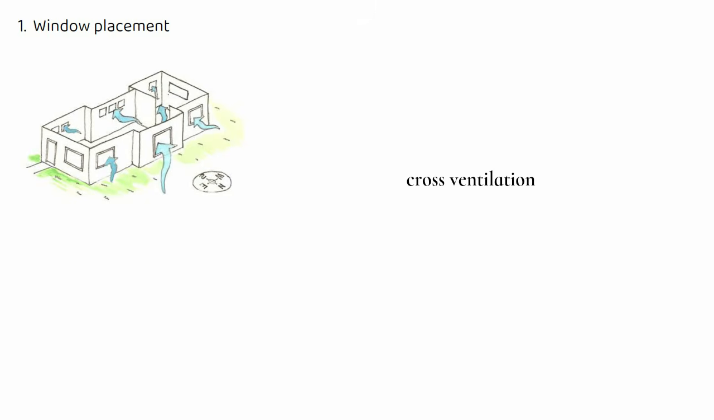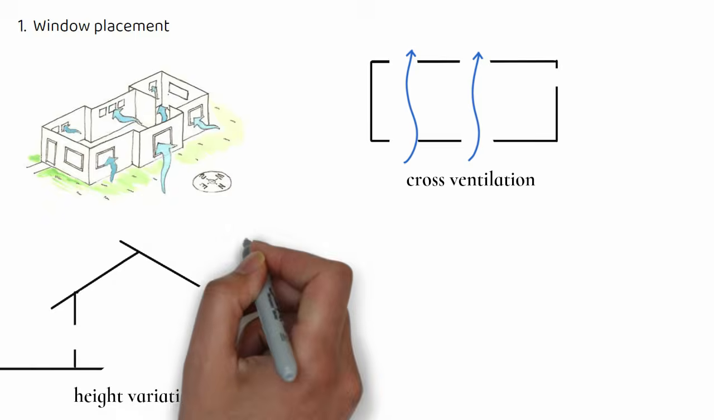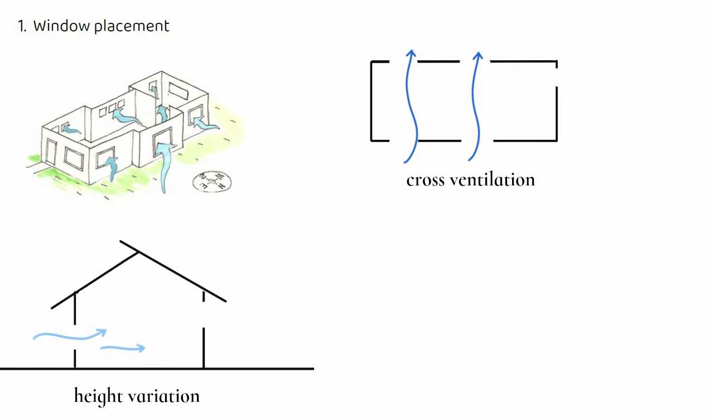Cross ventilation. Place windows on opposite or adjacent walls to let wind enter and exit. Works best when aligned with prevailing wind direction. Height variation. Lower windows work as inlets to bring in cool air. Higher windows work as outlets to release hot air. This creates a stack effect even in single-story homes.